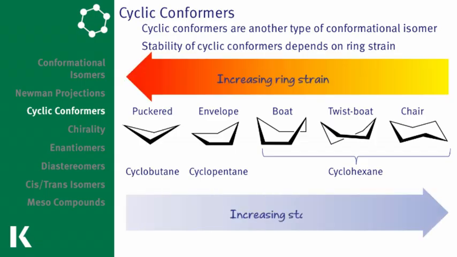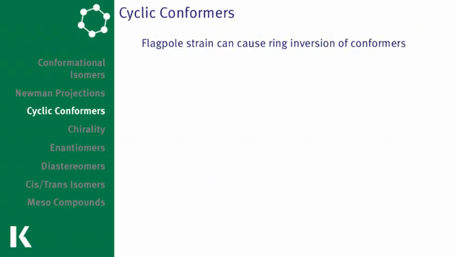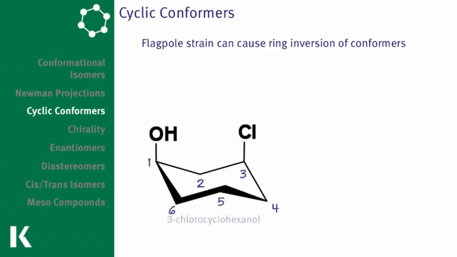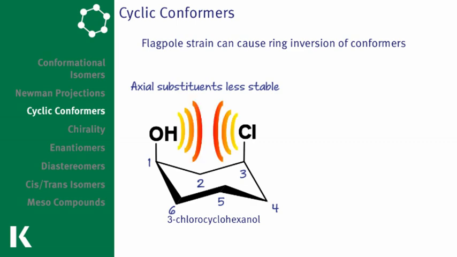That means that the chair is cyclohexane's most stable conformation, and the boat is its least stable conformation. We'll see why in just a moment. In addition to ring strain, steric hindrance between substituents also produces something called flagpole strain. Remember that substituents attached to a cyclohexane frame can either be in the equatorial or axial position. In 3-chlorocyclohexanol here, the hydroxyl and chlorine groups on carbons 1 and 3 are both in the axial orientation. Just as we saw with Newman projections, when bulky substituents are too close to one another, steric hindrance arises.